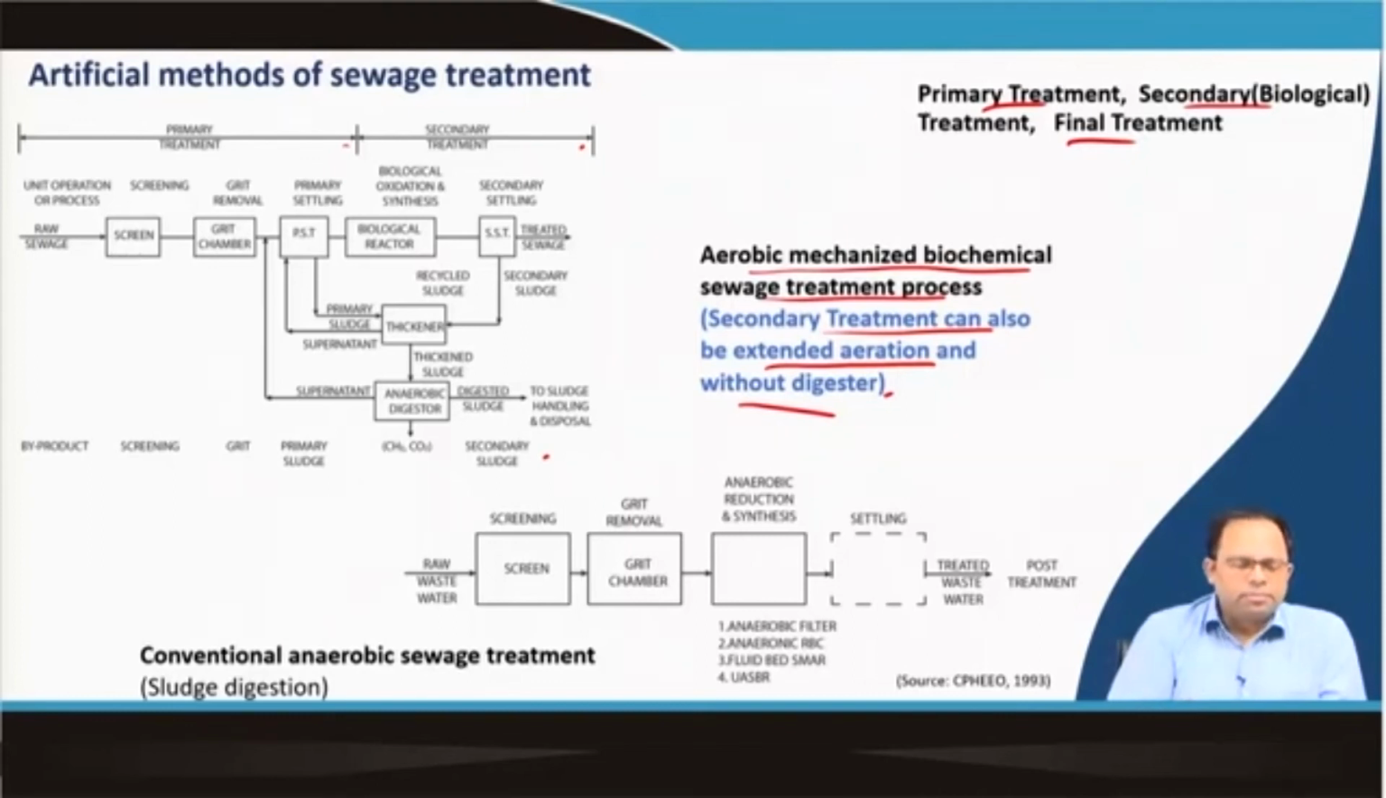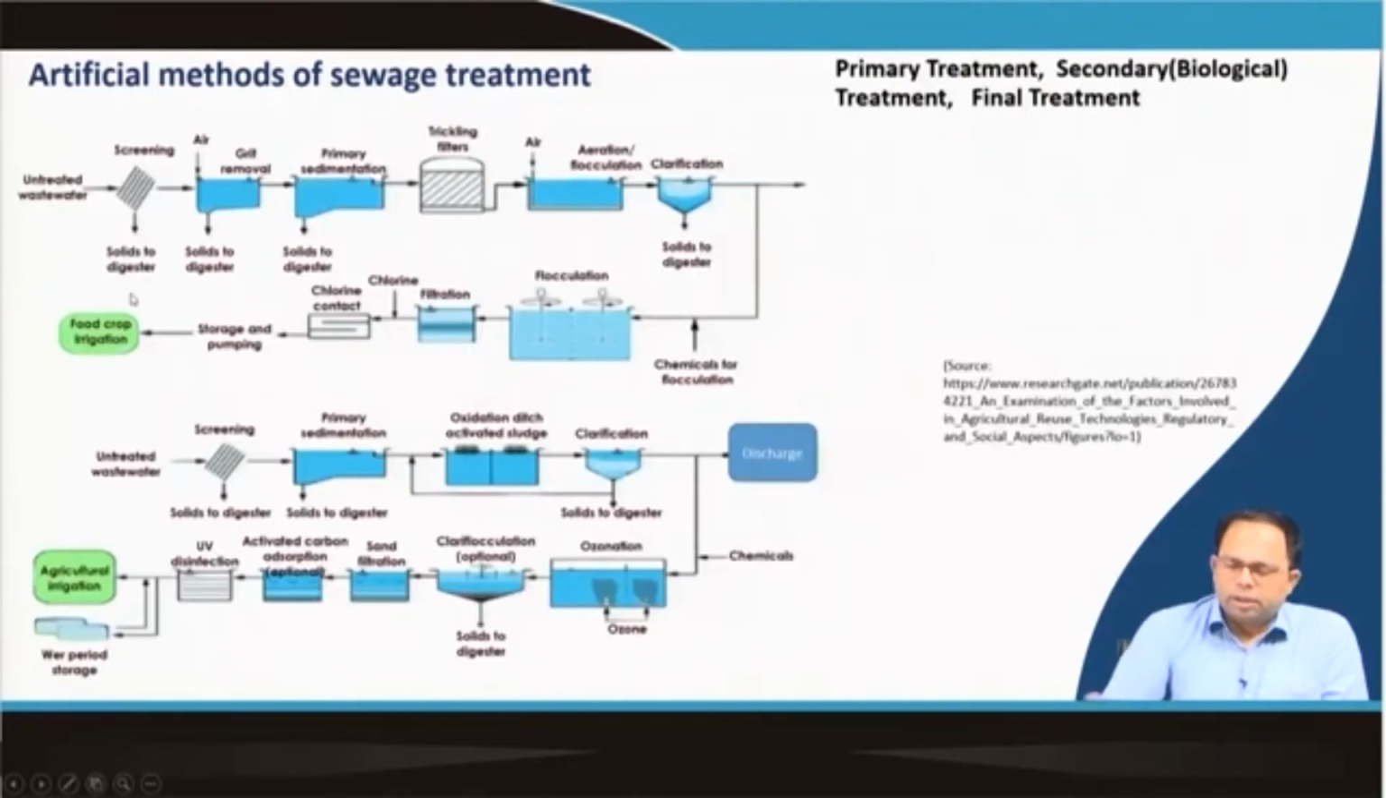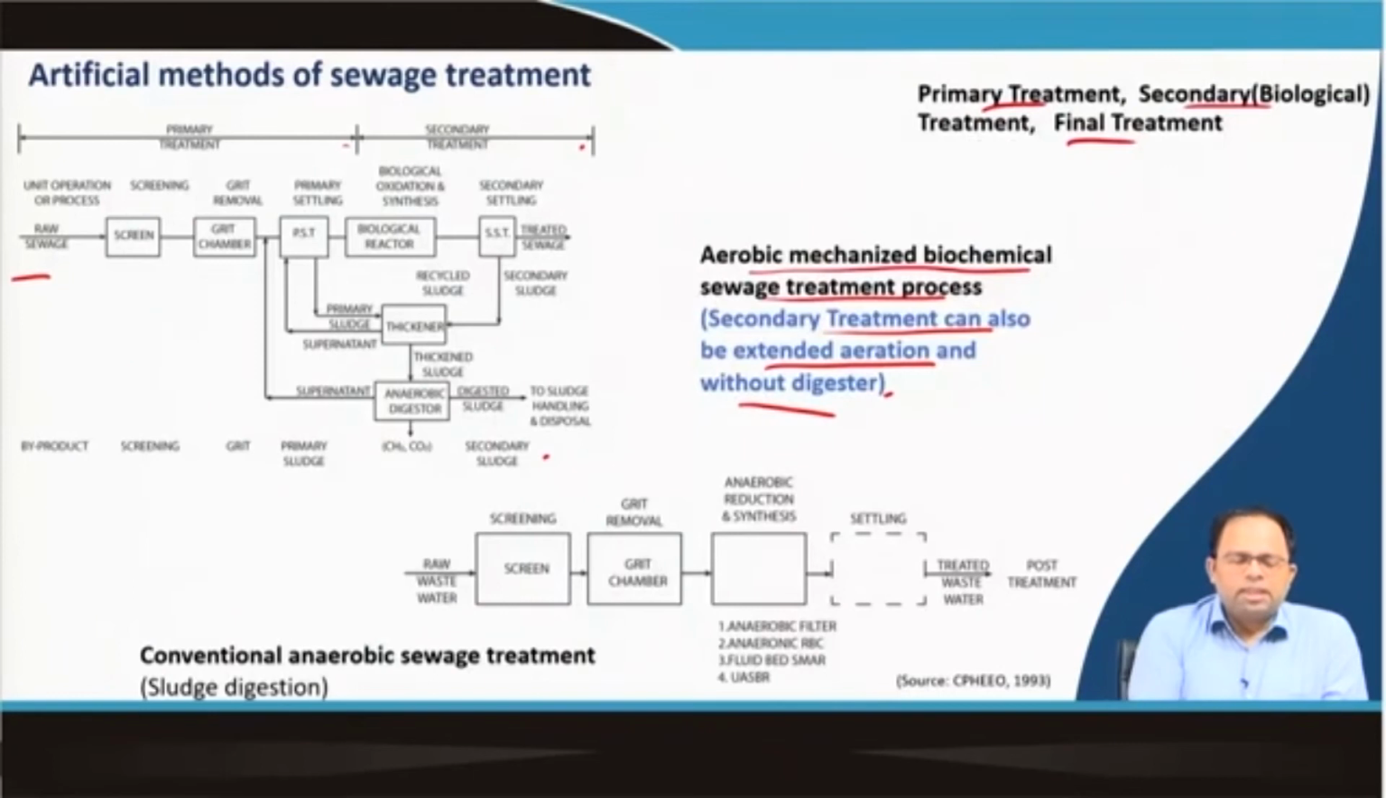Let us see this first one. We have raw sewage, then we have a screen, and then the grit chamber where grit removal takes place, and then we have the primary settling tank. Then we have our biological reactor, where biological oxidation and synthesis happen. This could be an aerobic mechanical system, and then we have our secondary settling tank, and then we get our treated sewage which can be taken out and disposed of or even reused.